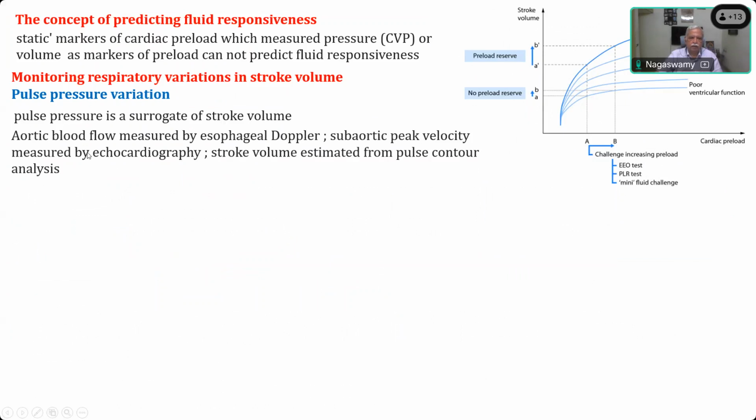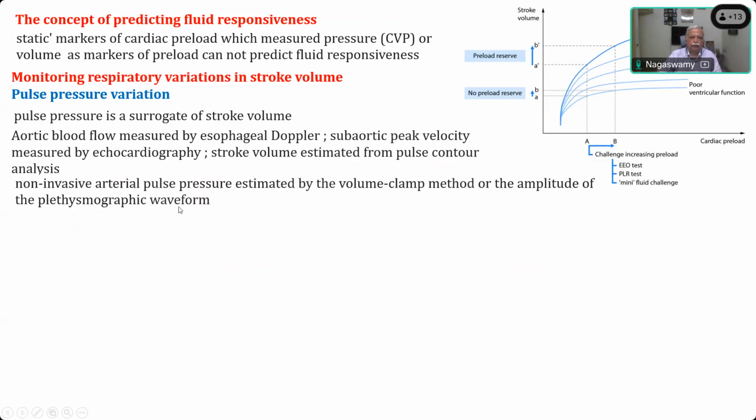And other measures are the aortic blood flow measurement by esophageal Doppler, subaortic peak velocity measurement by echocardiography, and stroke volume estimated from pulse contour analysis. These are also considered as the current techniques of measuring the stroke volume indirectly by using this variation. And non-invasive arterial pressure estimated by the volume clamp method, or the amplitude of plethysmographic variation form.